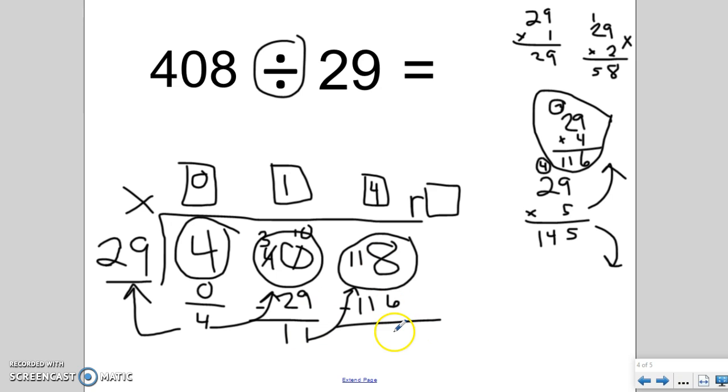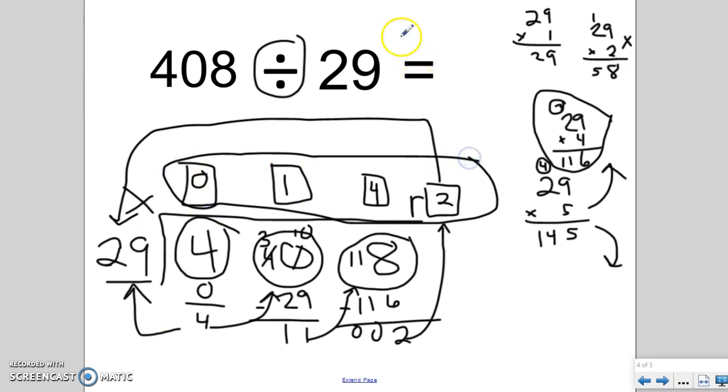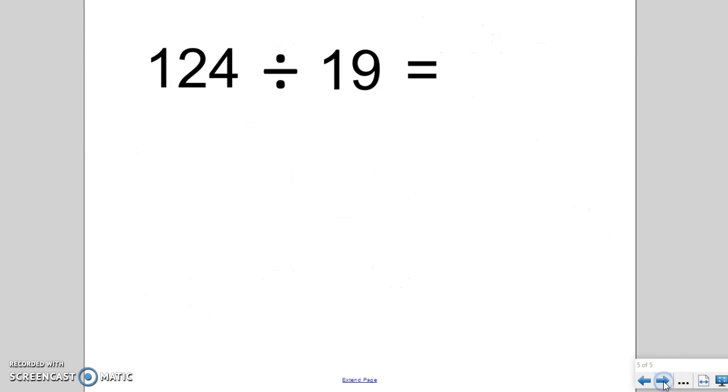8 minus 6 I can do, that's 2. 2 plus 6 is 8. 1 minus 1 is 0. 1 minus 1 is 0. So it looks like my leftover here is 2. And again, as long as my remainder is less than 29, I'm good to go. So you can see my template for my answer reveals an answer of 14 with a remainder of 2. That should be a 2. There we go.